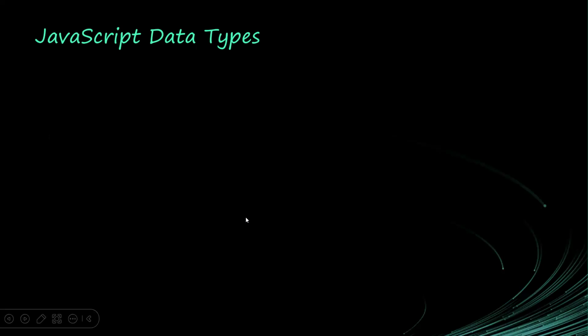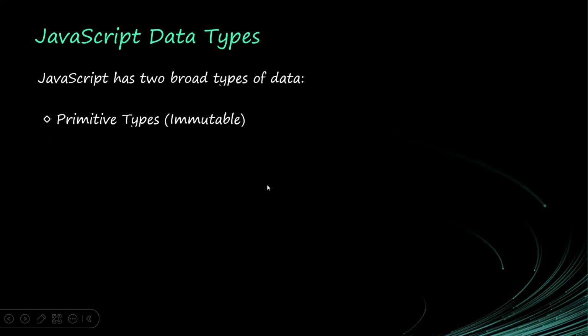Okay. So let's talk about data types. JavaScript has two broad types of data. Primitive data types, all right, they are immutable. What we mean when we say they are immutable is that their value does not change. When you assign a value to a primitive data type, it doesn't change. All right. It is immutable.